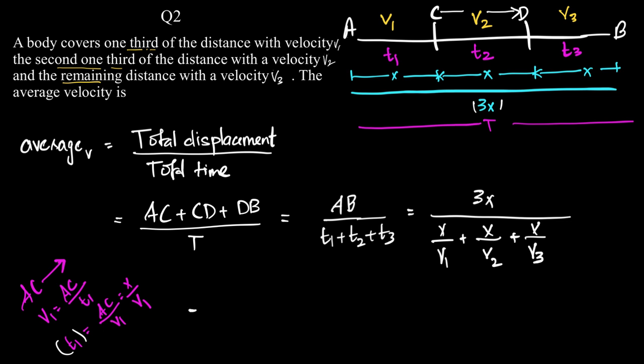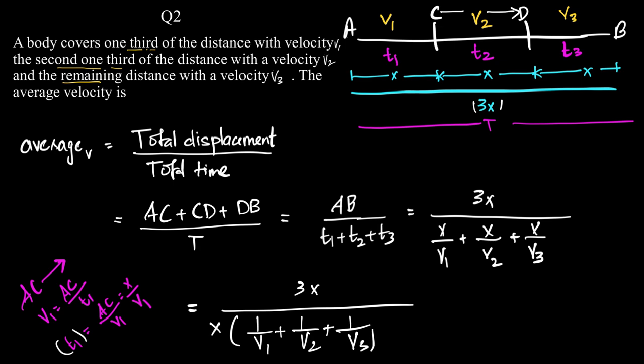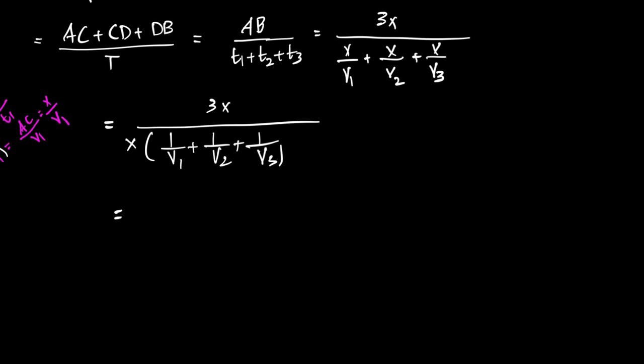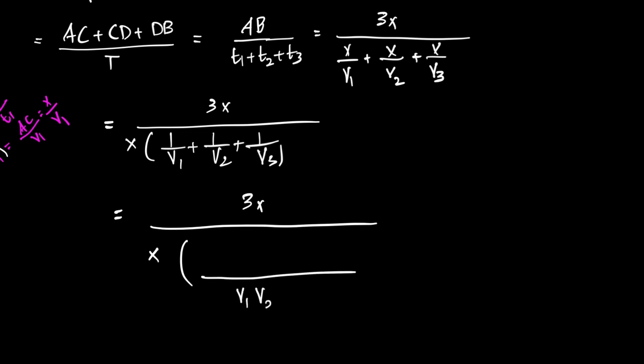Going further, this would result in 3x in the numerator, and in the denominator we can take x common. So what do we have left? We have 1 by v1 plus 1 by v2 plus 1 by v3, right? Now, I don't want to solve the question in one single step because these are very simple questions and those who are watching it are doing it for the first time. So I'm going to write each and every question with more steps. Now, what will be the LCM here? The LCM would be v1 v2 v3, right?